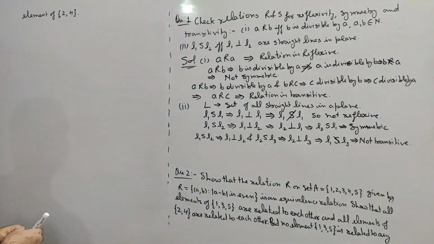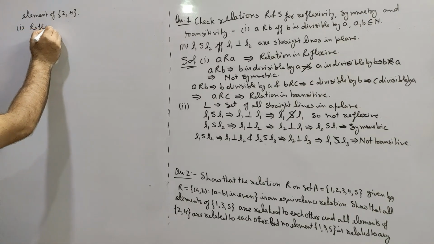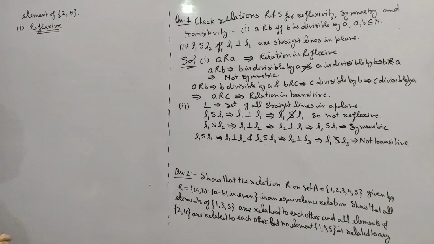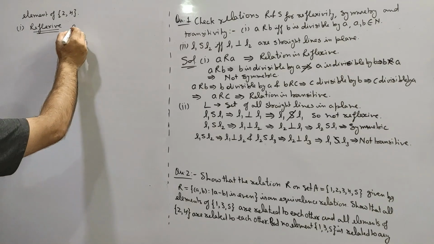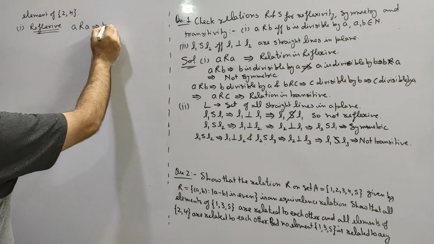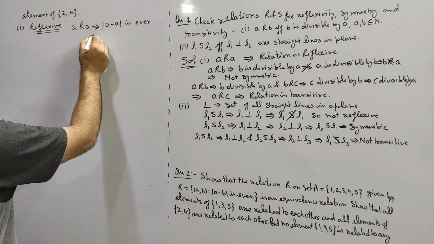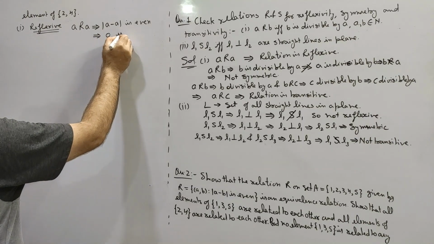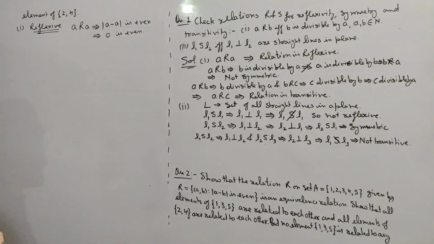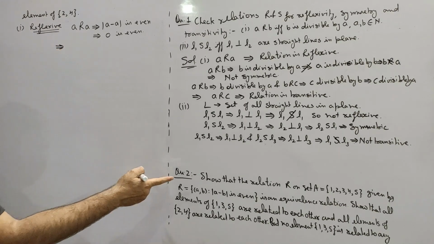So first we will have to check whether the relation is reflexive or not, and for that, say an element a of set A is related to itself. a related to a itself implies modulus of a minus a is even. Modulus of a minus a means 0, and 0 is always an even number. So aRa is true. If aRa is true, then this implies that the relation R is reflexive.